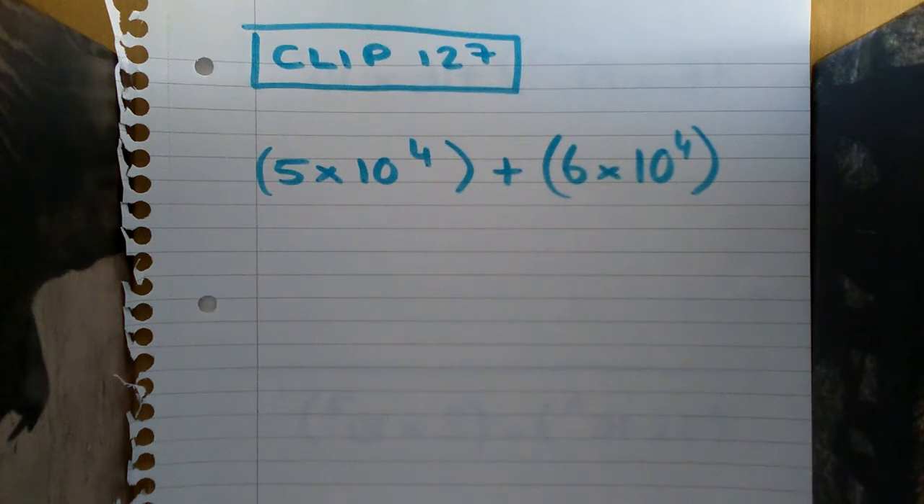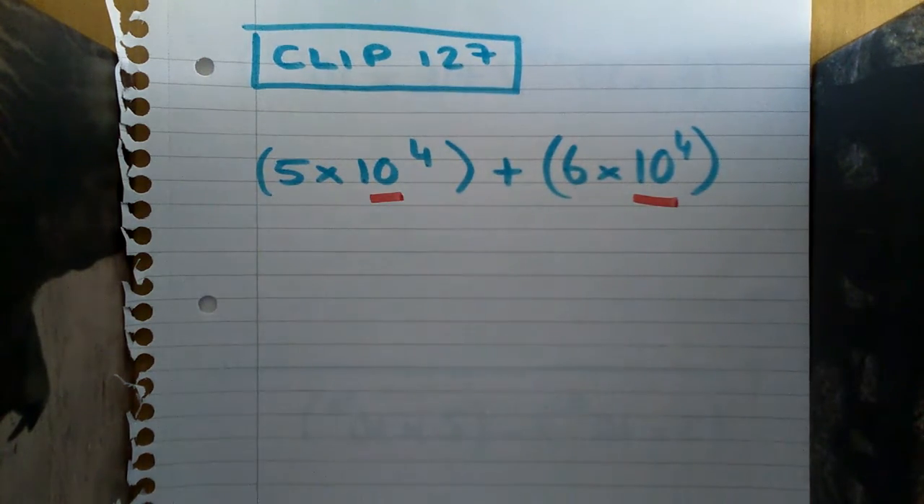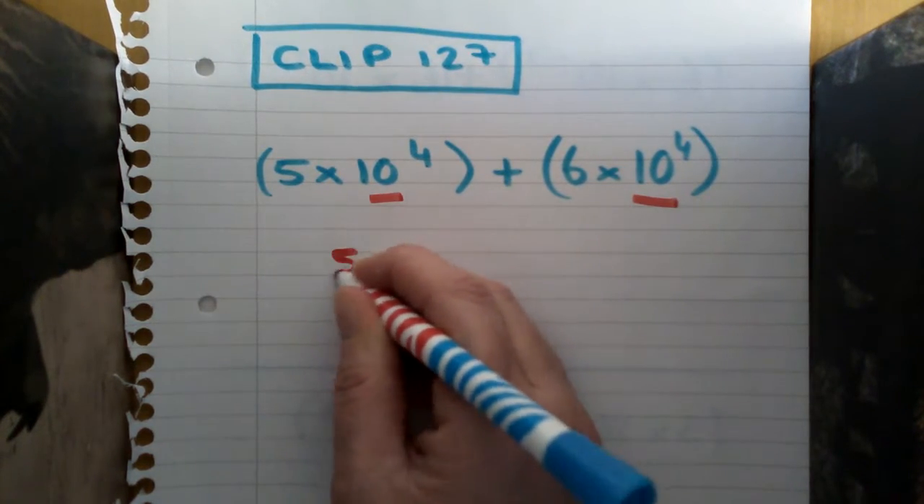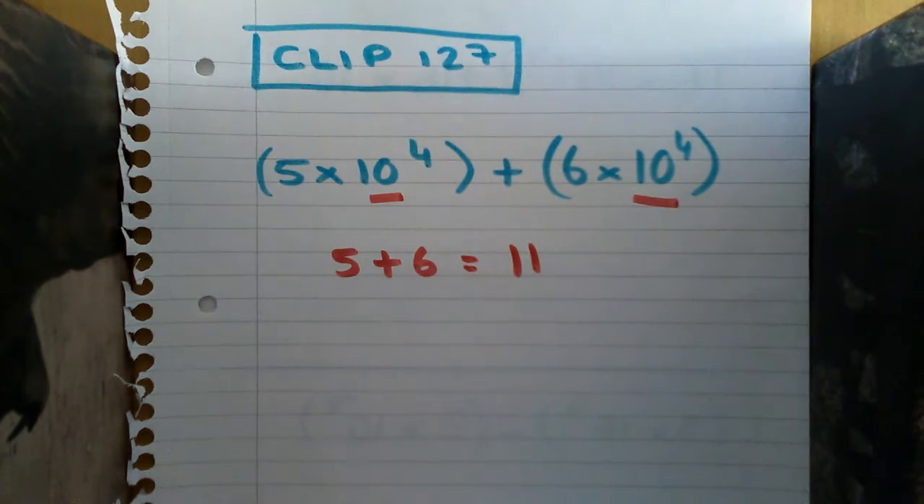Okay, so let's look at clip number 127, which is all about adding and subtracting numbers in standard form. The secret to this is this last bit, your powers of 10. For you to be able to add numbers just directly together in standard form, the powers of 10 have to be the same. So on this one, all I need to do, or subtract, but on this one, all I need to do is to do 5 plus 6 is equal to 11.